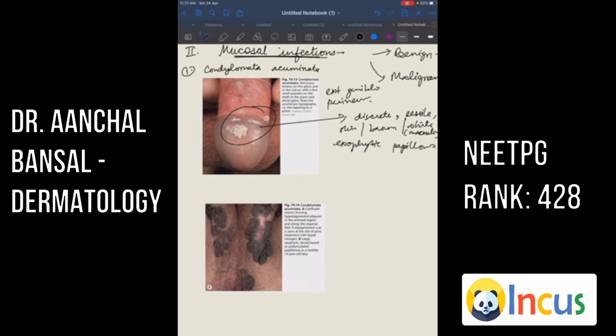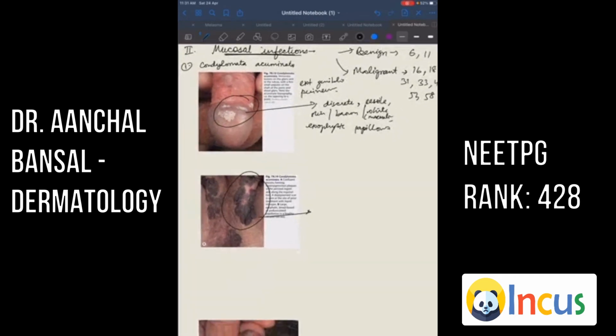Here in a female we can see a broad-based condyloma acuminata of brown color, broad-based condylomata acuminata.